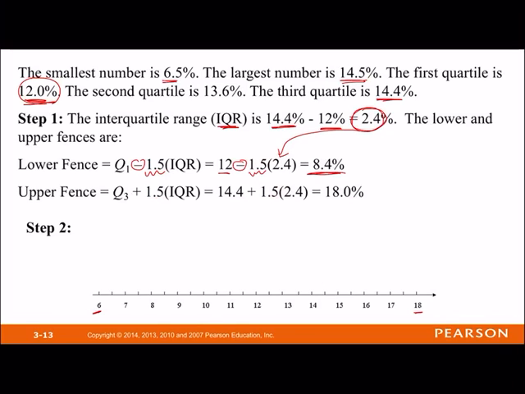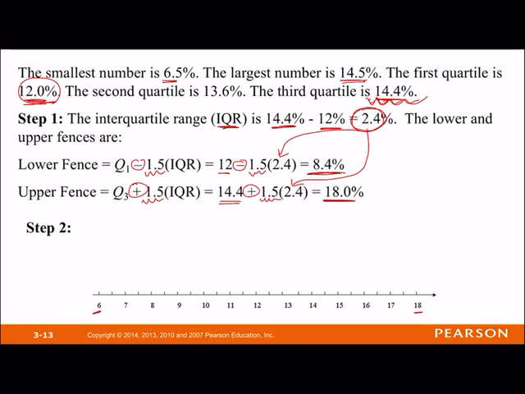For our upper fence, we need Q3. Q3 is our 14.4. That's the last number over here, so that's why I brought that down there. This time we're adding. I still need my 1.5 and that 2.4, the interquartile range, going in there. So when you do Q3 plus 1.5 times the IQR, you're going to get 18. So 18 is your upper fence and 8.4 is your lower fence.